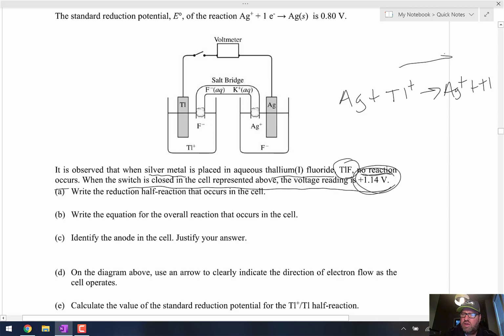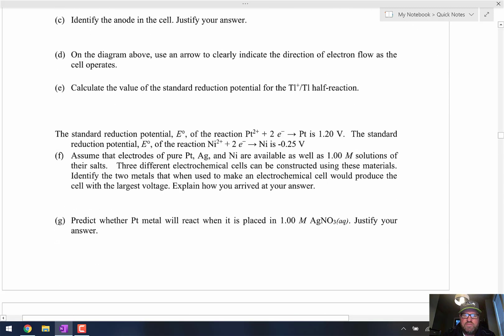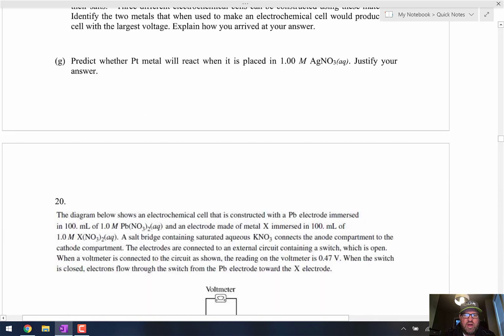Well, if this one doesn't go, then instead of the silver being oxidized, the silver is going to be reduced. And so Ag plus becoming Ag does happen, and Tl becoming Tl plus does happen. Okay, because the forward reaction doesn't go, when you close that switch, if silver can't be oxidized, well, then silver has to be reduced. Okay, and hopefully that will help you there with that question.